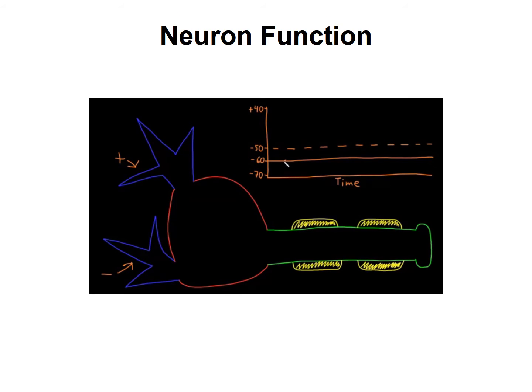That may be either a depolarization, also called an excitatory potential, or a hyperpolarization, also called an inhibitory potential. And these are called excitatory or inhibitory because they involve movement to the membrane potential closer to or farther away from this threshold potential, which is often around negative 50 millivolts.